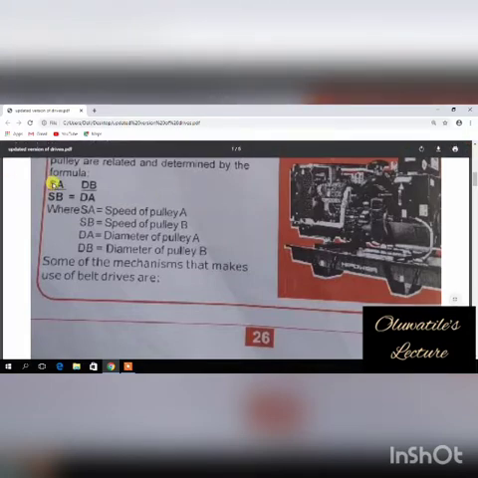So we have SA over SB is equal to DB over DA, and what is SA? Speed of pulley A. SB is speed of pulley B.